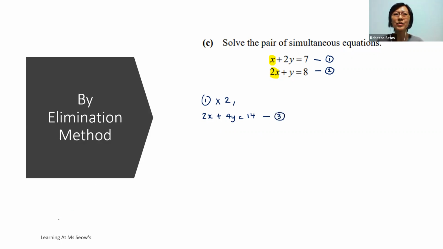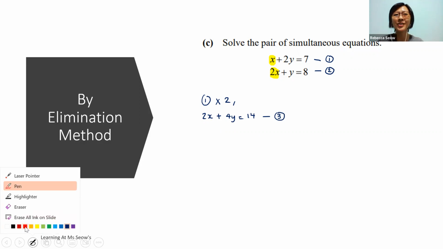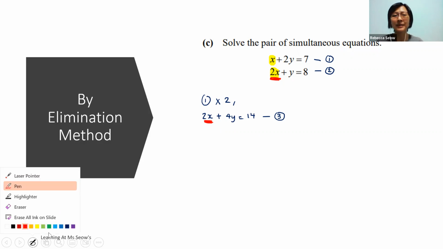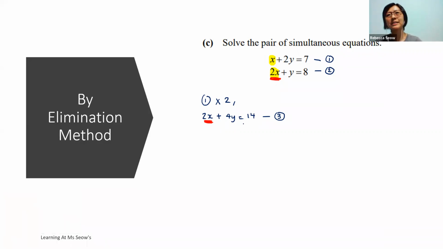Now, with regards to equation 3 and equation 2, you will have noticed that the x term on both is actually 2x. So we could eliminate this term. How could we eliminate this term? We get rid of it by taking equation 3 subtract equation 2. So equation 3, take away equation 2.